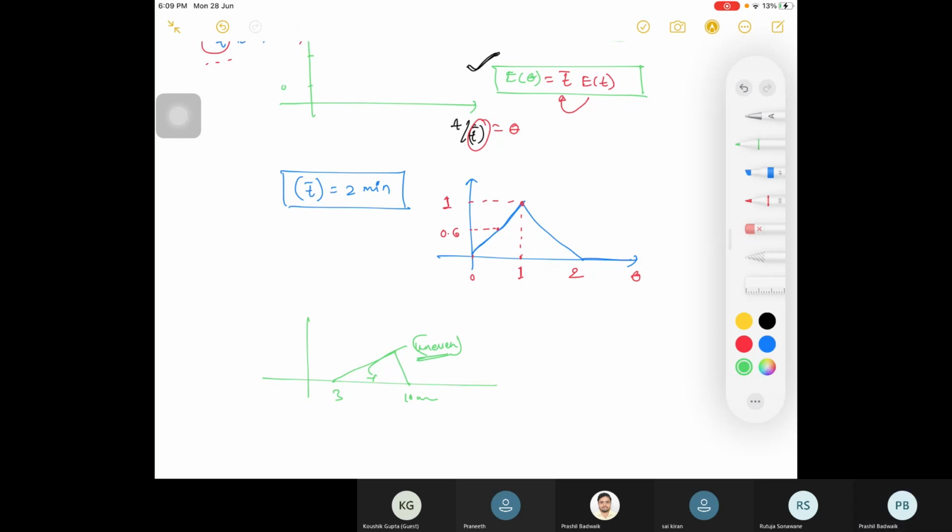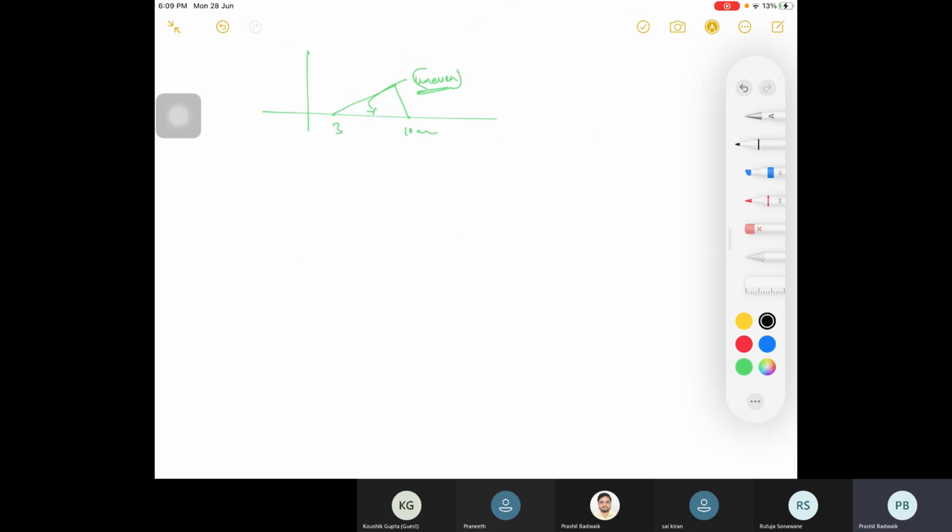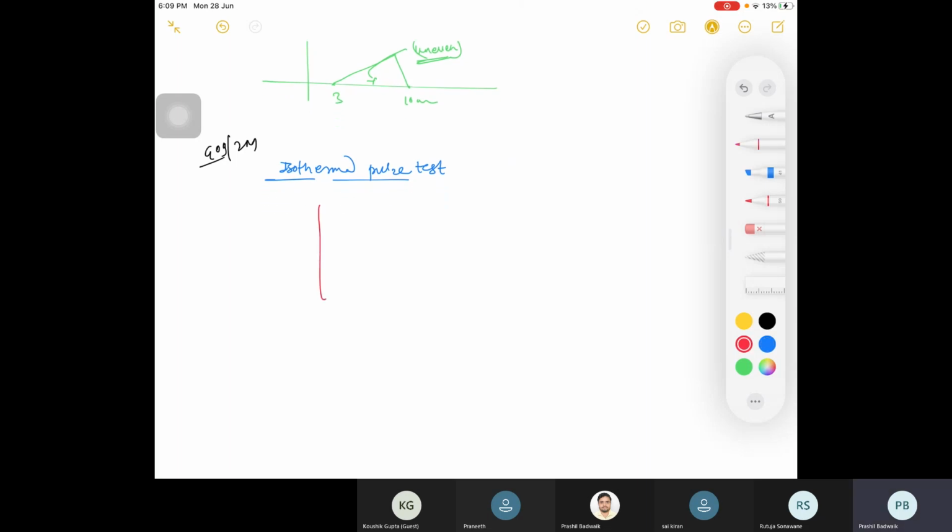Wait, just a minute. Okay, so it is your GATE 2009, 2 marks. Can you guess what kind of question it is? It is the same, right? You have an isothermal pulse test, right? This is your C curve in moles per meter cube. Time is in minute. Your curve is like this.